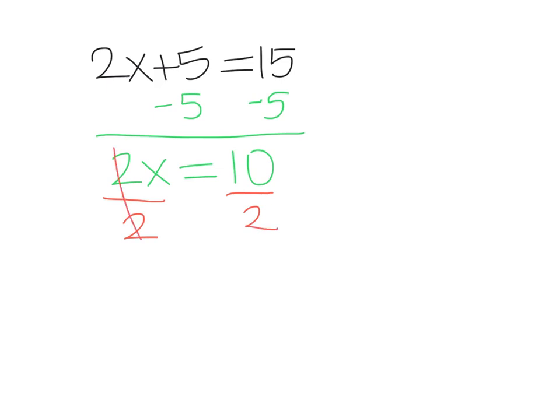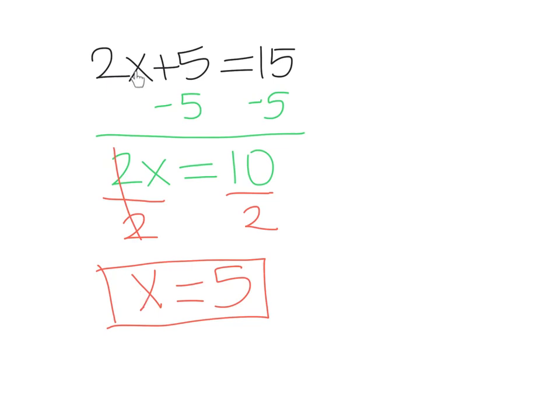So my 2's are going to cancel, leaving me with x, and then 10 divided by 2 is 5. Now I have solved this equation for x, because notice I have x by itself on this side, and I have my constant terms by themselves on this side. So if I took this 5 and plugged it back into this equation up here, 2 times 5 is 10, plus 5 gives me 15.